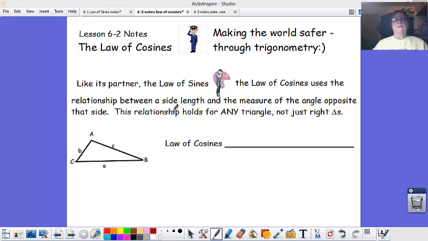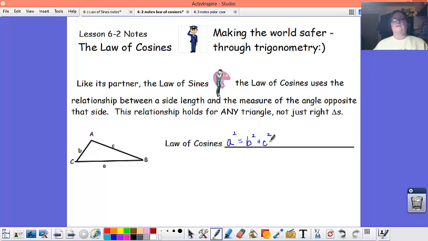The relationship this time, however, is a little bit different. When we used the law of sines, we needed an angle side pair. To use the law of cosines, you don't have that angle side pair. In fact, this is the way the law of cosines works out for this triangle. It says that the square of side A is equal to the sum of the squares of the other two sides, b squared plus c squared.